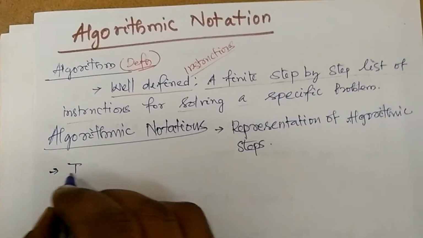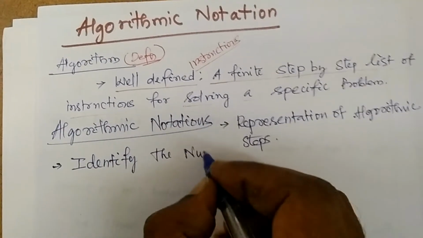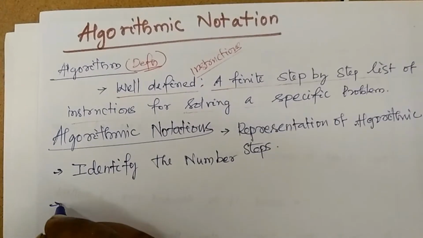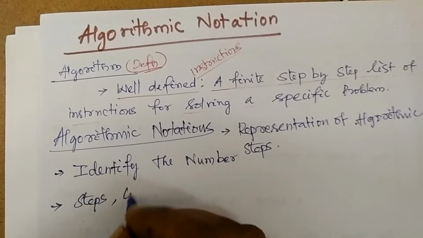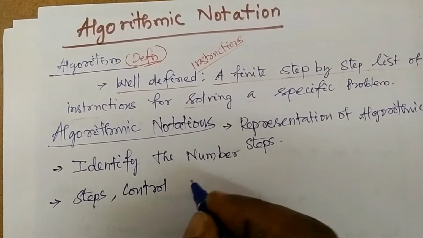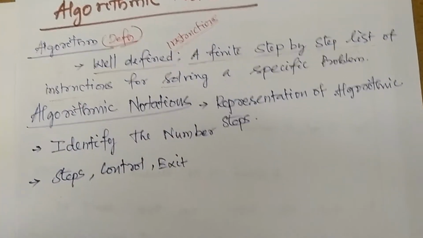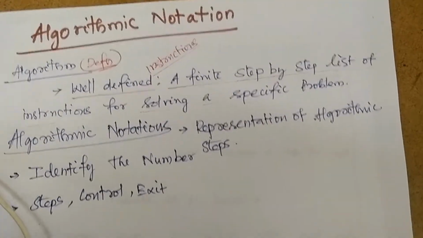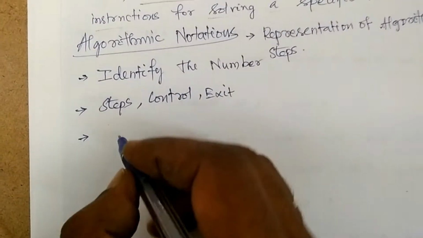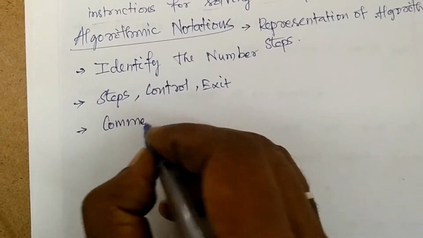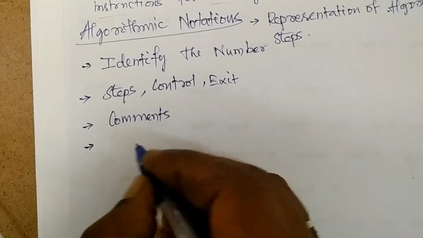Number one, to identify the number. Number two, steps, control and exit. The next thing is comments. In the algorithm, it is like a program, so we can include comments.